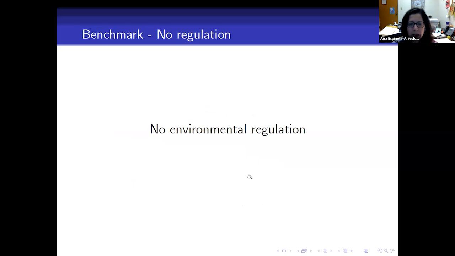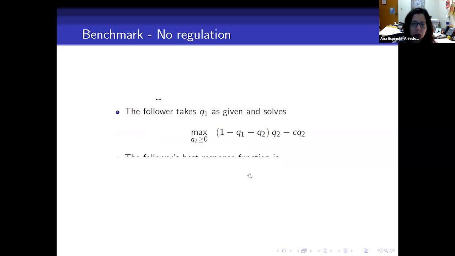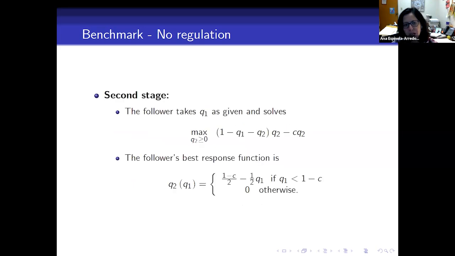Okay, so the simplest case is the case of no environmental regulation, and we will use this as a benchmark to provide comparisons when we introduce regulation. In the typical Stackelberg game, we operate by backward induction. The follower solves the following maximization problem, and we obtain the best response function for the follower. Notice something important to highlight here: outputs are strategic substitutes, given the negative sign that we are observing in the best response function.